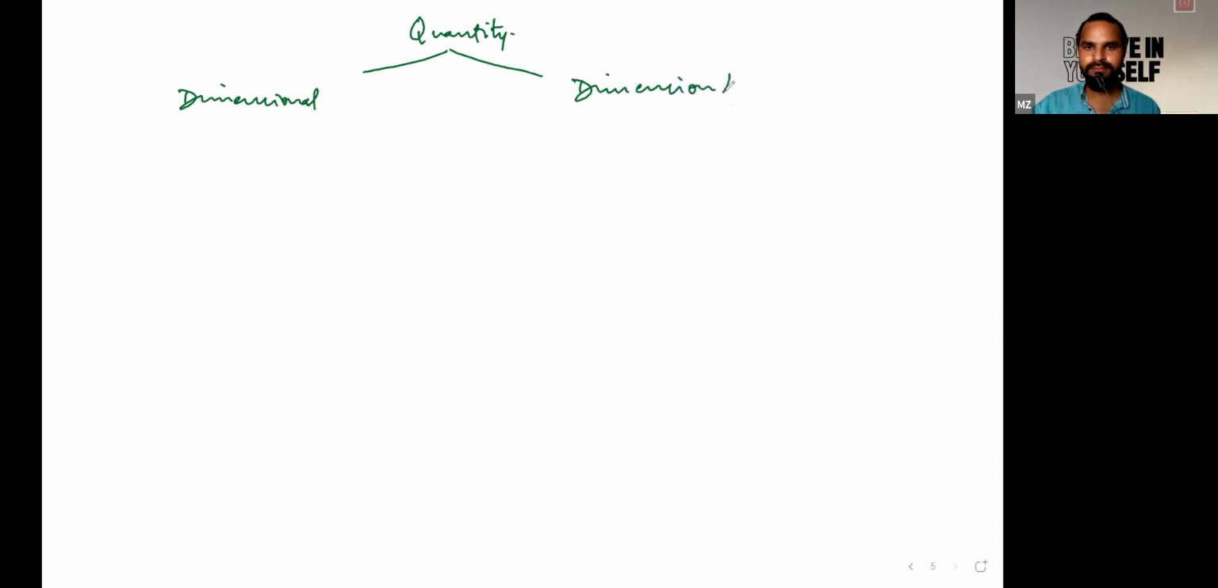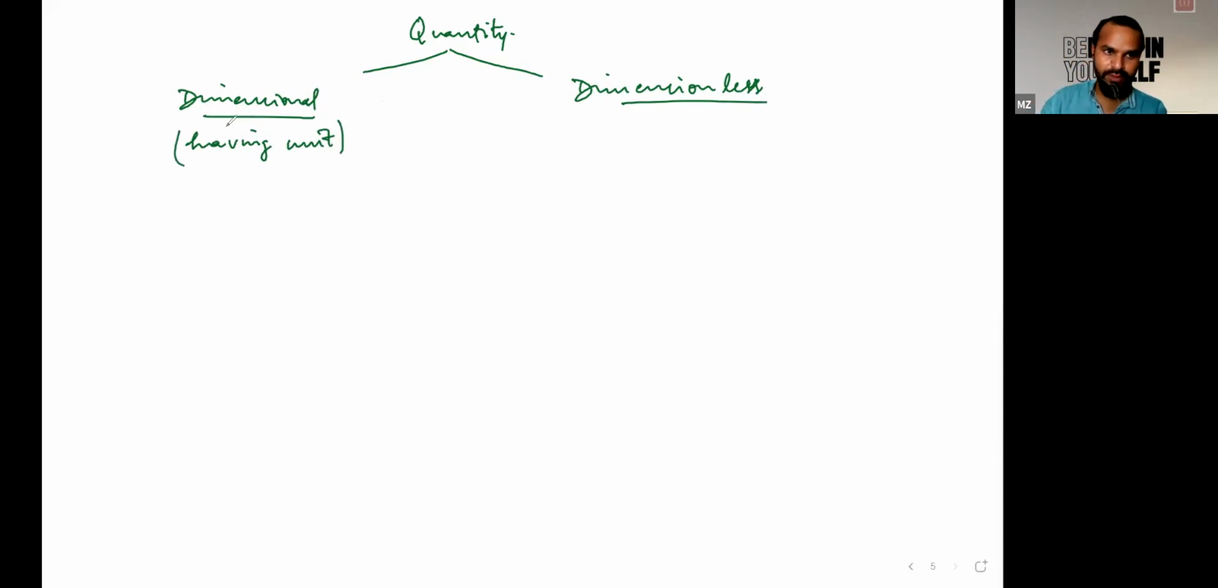Now, on the base of dimension from last class, let me define quantity on the base of dimension into two categories. First one is dimensional, and the next one is dimensionless. Dimensional quantity means the quantity which has a unit and on the basis of which we can express them in terms of raised power of fundamental quantity. So we can say dimensional term would be nothing but the quantity which has some unit.